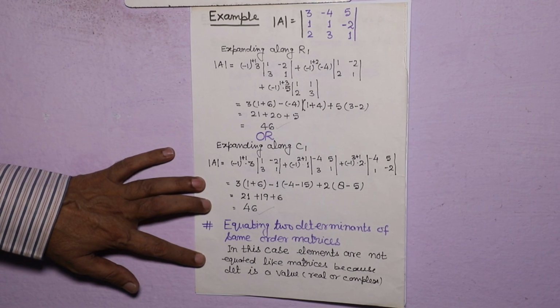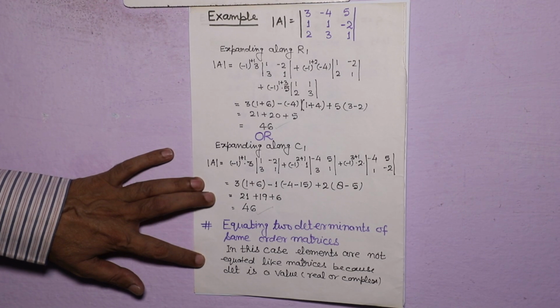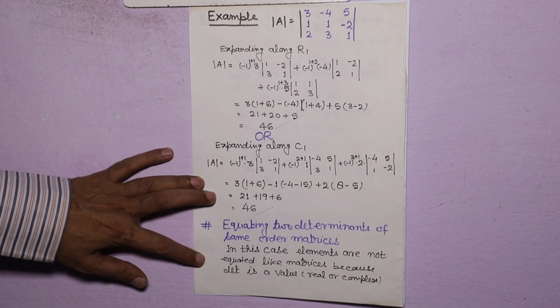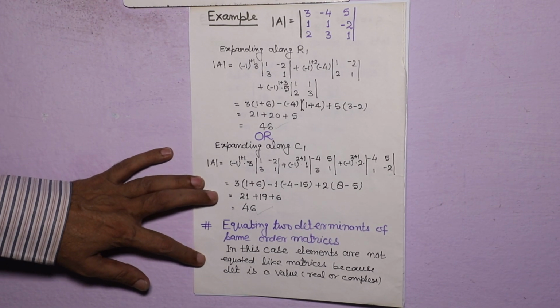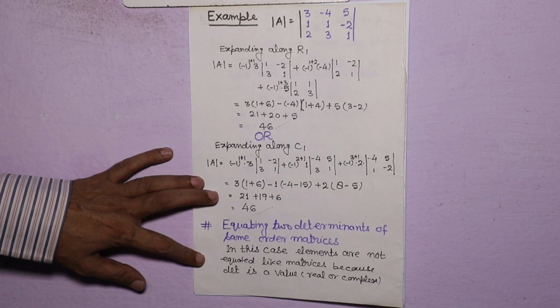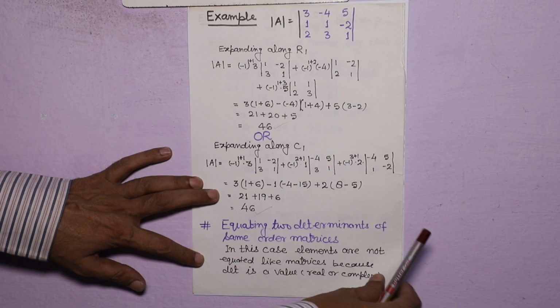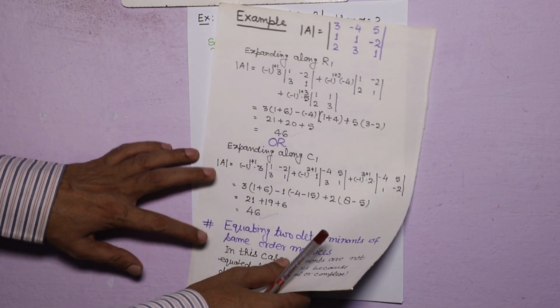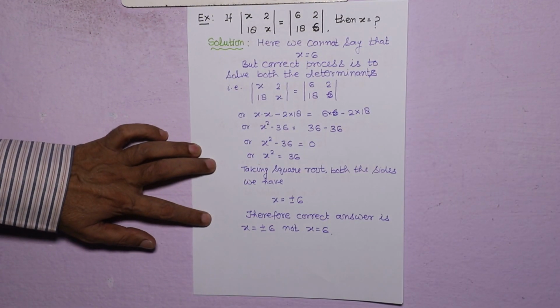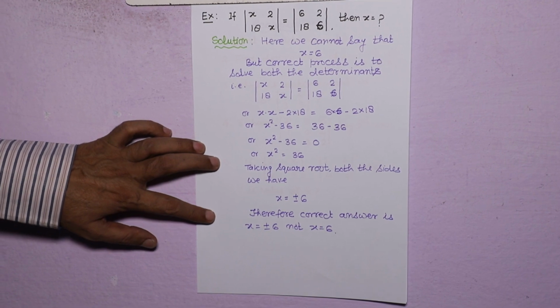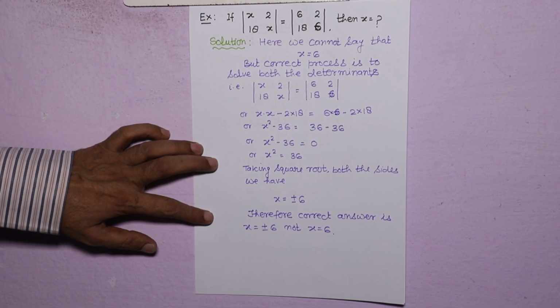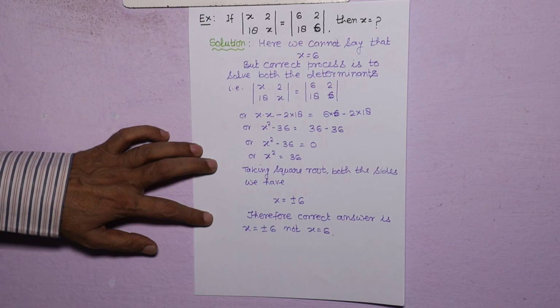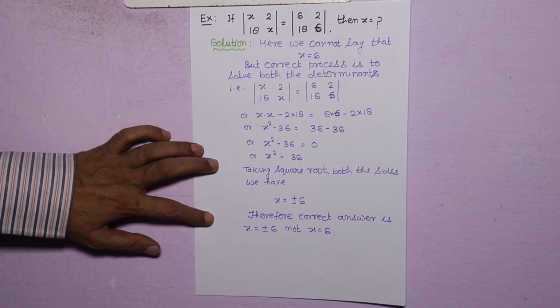Now, equating two determinants of the same order matrices. In this case we are not equating elements directly like matrices. In matrices, we equate elements directly as their orders are the same. But here, a determinant is a value. So the values are found and they are equated, then we can say whether they are equal or not.